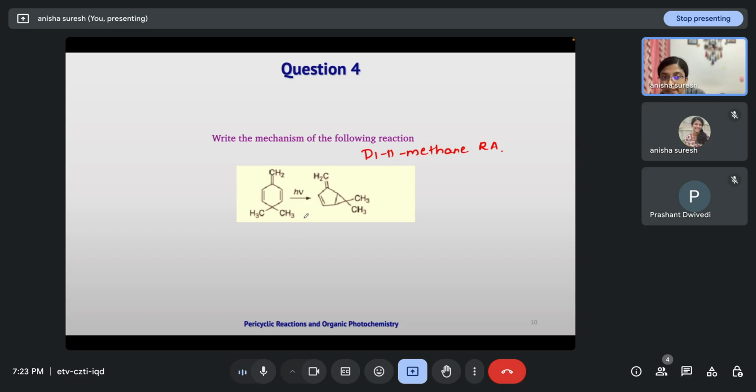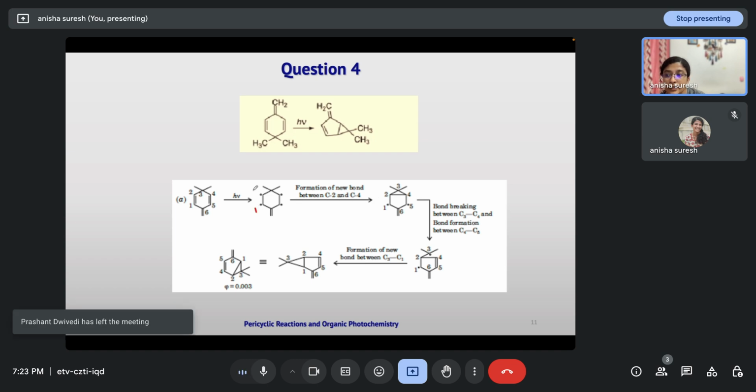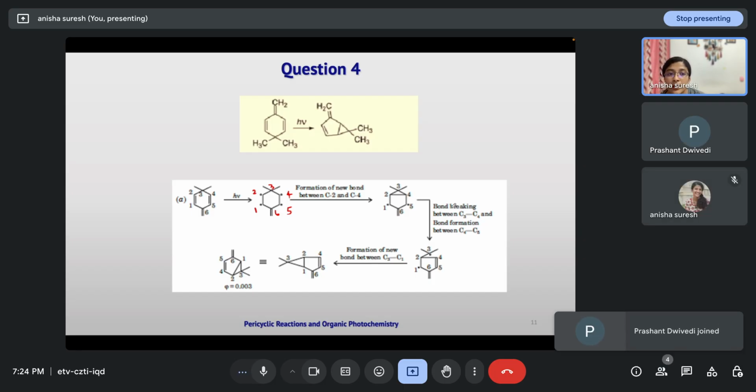So the mechanism is given in detail here. First, under photochemical irradiation, this tetraradical will be forming. Then, if you are numbering 1, 2, 3, 4, 5, 6, a new bond will be forming between carbon 2 and carbon 4, leading to formation of the cyclopropane. Then next, the bond will be breaking between carbon 3 and carbon 4, leading to formation of the tertiary radical, and a new bond will be forming between carbon 5 and carbon 4.